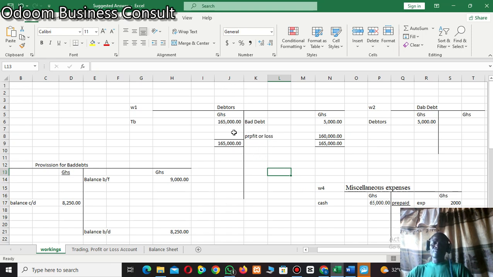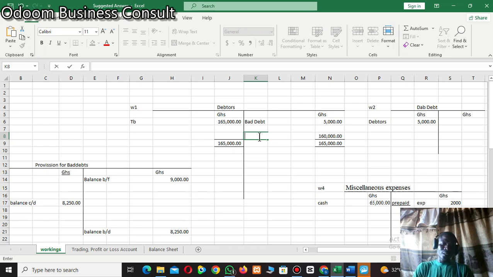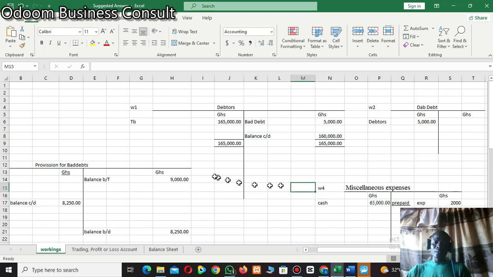okay, sorry, so I've made a mistake here. Here we are dealing with debtors. Okay, debtors will be in the balance sheet. So it's supposed to be balance carried down. So this is not an expense, so it's an asset. An asset will appear on the balance sheet. So balance carried down.